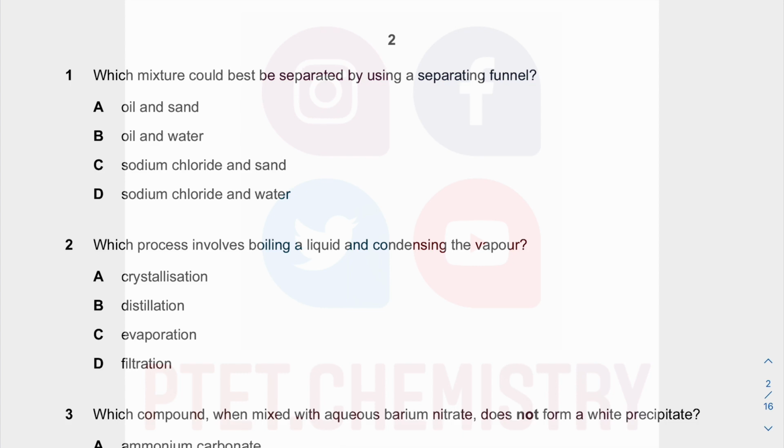So you can imagine getting all of them correct, yeah. So yeah, let's get started with this question 1.